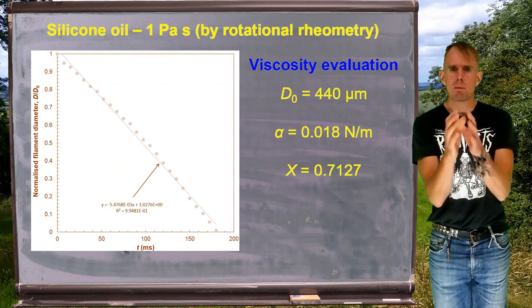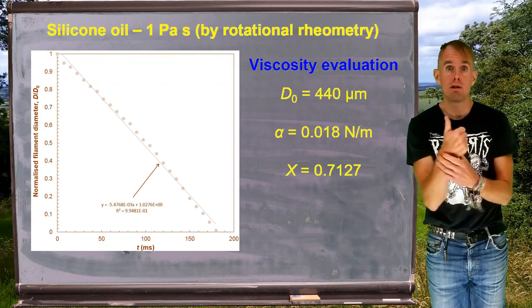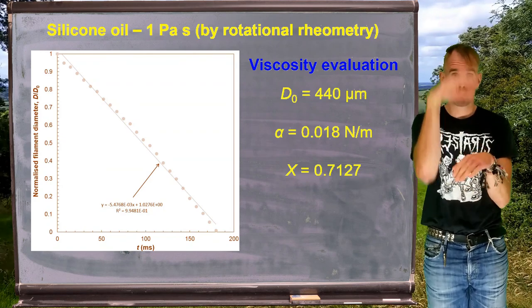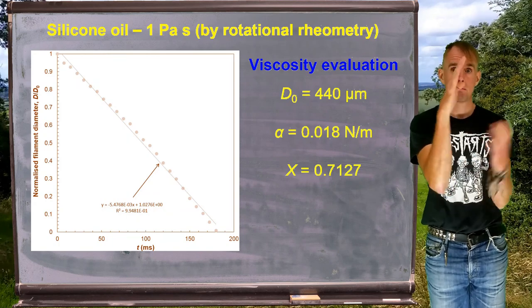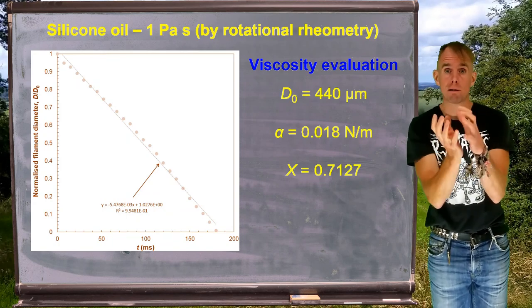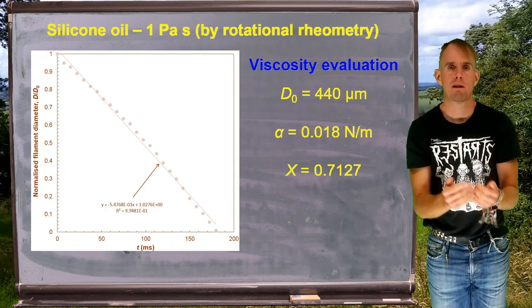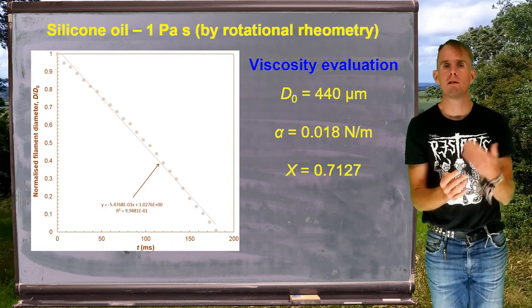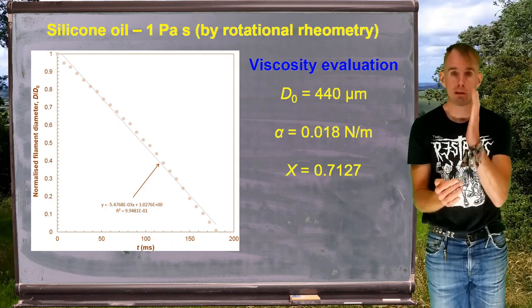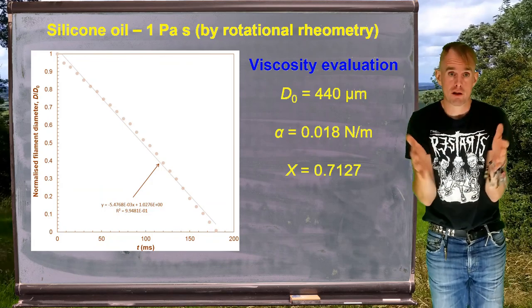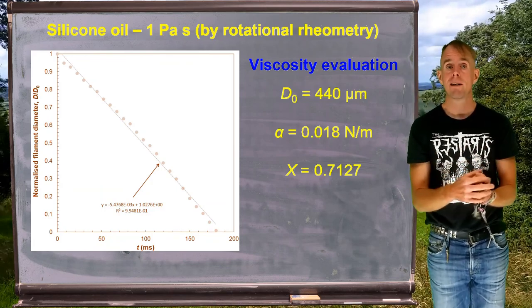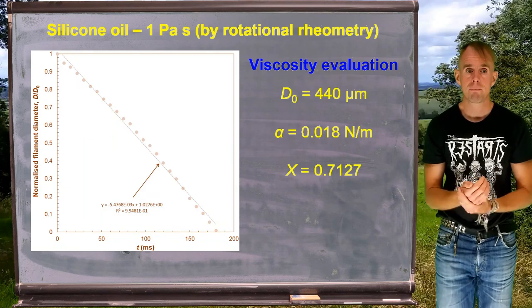The filament that we form when we look at the videos is symmetric. This is good. The filament has to be symmetric above and below and along its axis. It's very easy to make an asymmetric filament, and that's how experimental error can so easily creep into these capillary breakup experiments. We have a symmetric filament and it's hourglass shaped. So we know that our shape factor X is 0.7127.